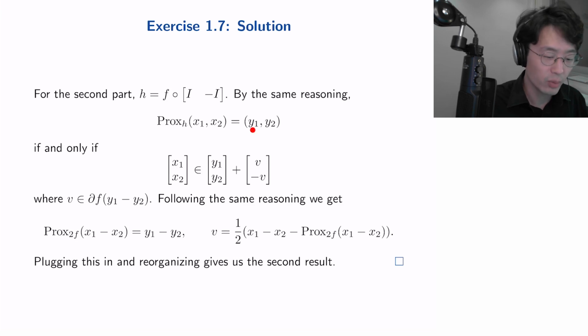So we define y1 comma y2 as the output of the proximal operator with respect to h evaluated at x1 comma x2. And this holds if and only if we have this equality where v is a member of partial f evaluated at y1 minus y2. And following the same type of reasoning, we get this formula and then we get the expression for v. And then plugging this formula for v into here and reorganizing, that gives us the second desired result.